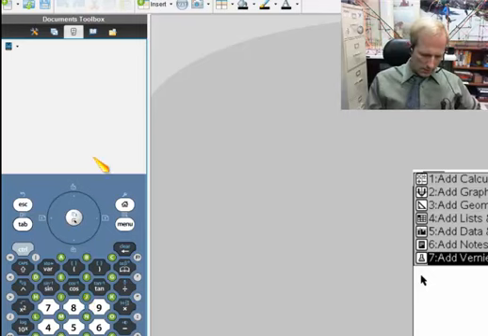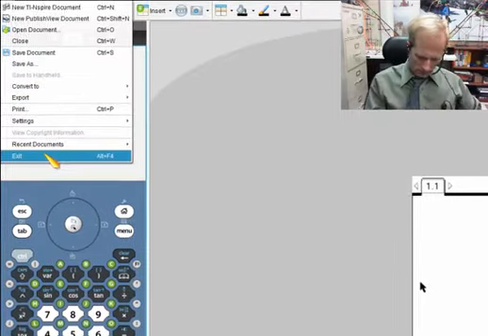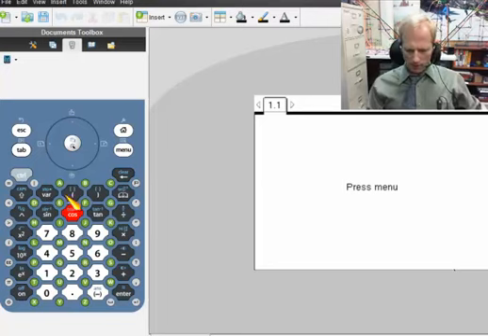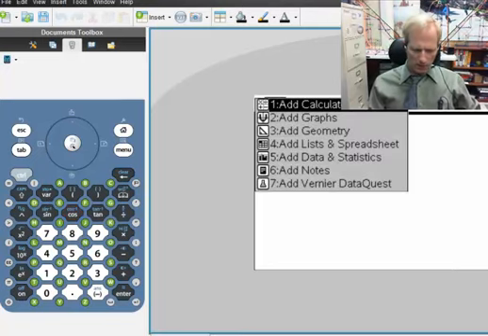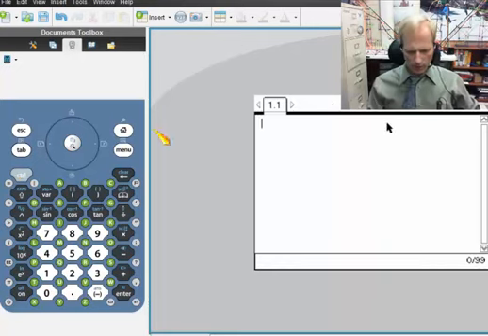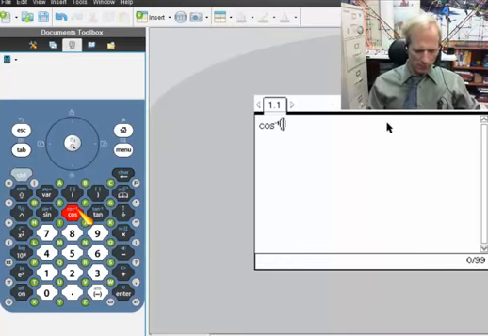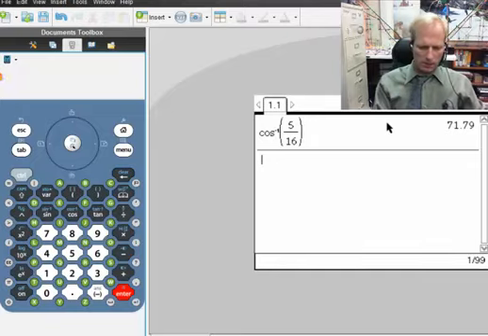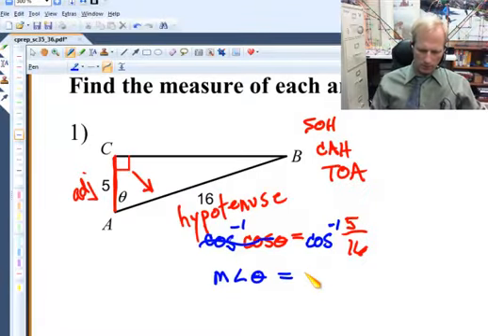let's see if I can get this calculator so that you can see it. So I'm going to do inverse cosine, and if I'm using a Casio calculator, I'm going to have to remember to add the parentheses. And 5 divided by 16, and that gives me 71.79 degrees, which I will round to 71.8 degrees.